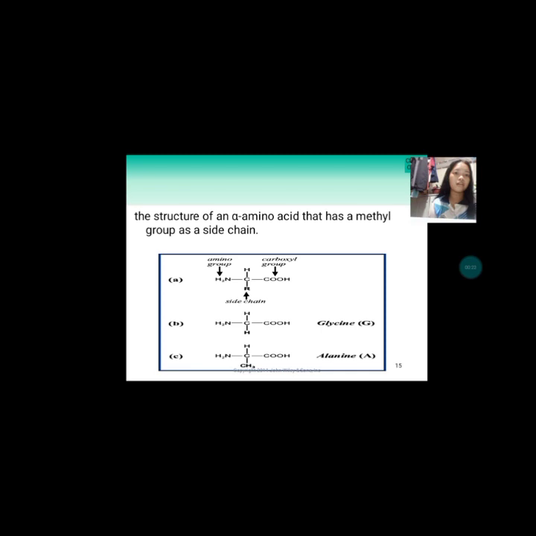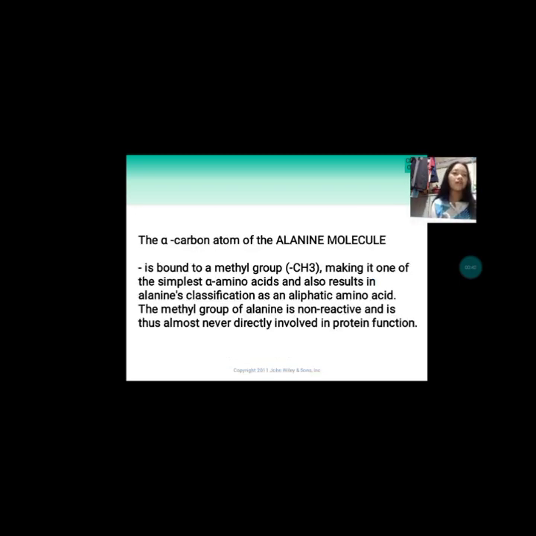This is the structure of an alpha amino acid that has a methyl group as a side chain. As you see, letter B is glycine, and letter C is alanine. The alpha carbon atom of the alanine molecule is bound to a methyl group, making it one of the simplest alpha amino acids, and also results in alanine's classification as an aliphatic amino acid. The methyl group of alanine is non-reactive and is thus almost never directly involved in protein function.